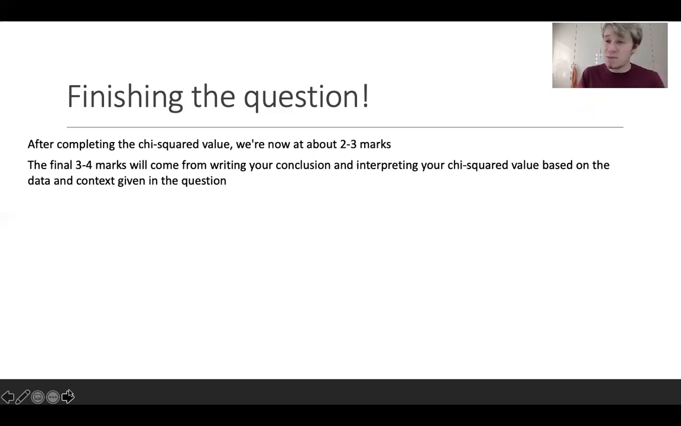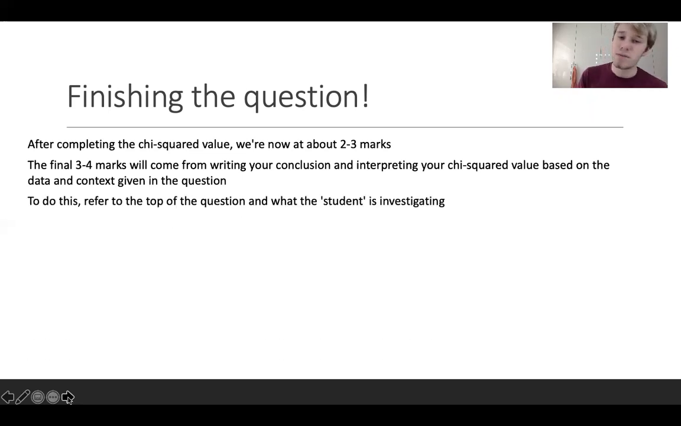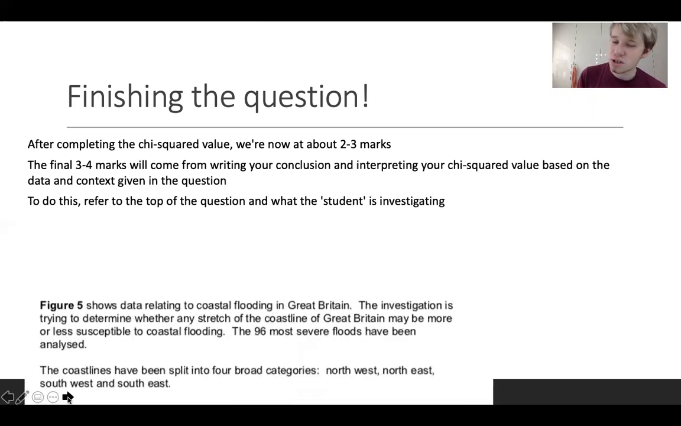If it's about the level of glacial retreat, please refer to the level of glacial retreat, the level of flooding in coasts or water and carbon. Do that, the population density in cities. State the cities. That's what they want. It's not just a general thing. You've got to be specific. With geographers, we like case studies, we like knowledge, we like location. So refer to the top of the question and what the student is investigating.